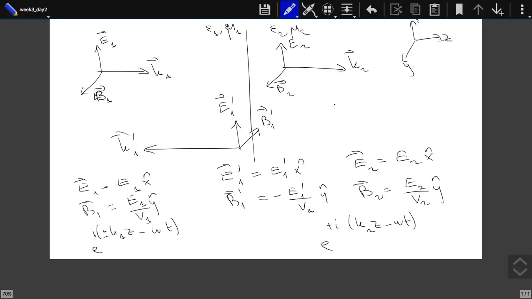Now K1 is some magnitude in the Z direction. K1 prime is the same magnitude in the minus Z direction. So the plus sign is for the incoming wave, the minus sign for the reflected wave. Here there's just a single sign for the transmitted wave. Just these factors are there.